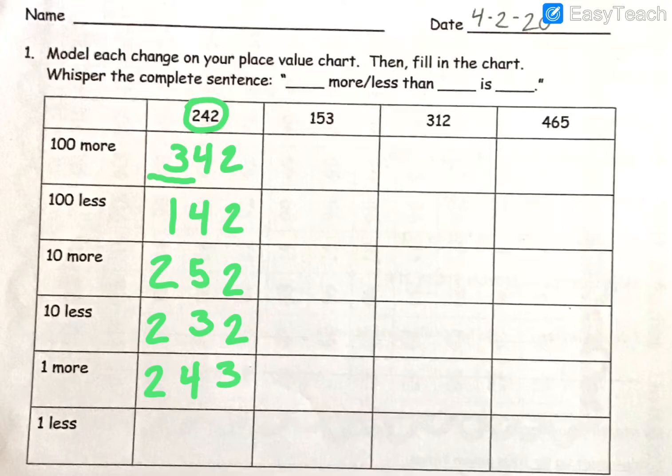And finally, 1 less. My hundreds do not change, my tens do not change, and I'm going to do 1 less than 242, which is going to equal 241. I want you to do the exact same way for 153, 312, and 465. I want you to pause the video until you're finished, and then we're going to talk about the next part.